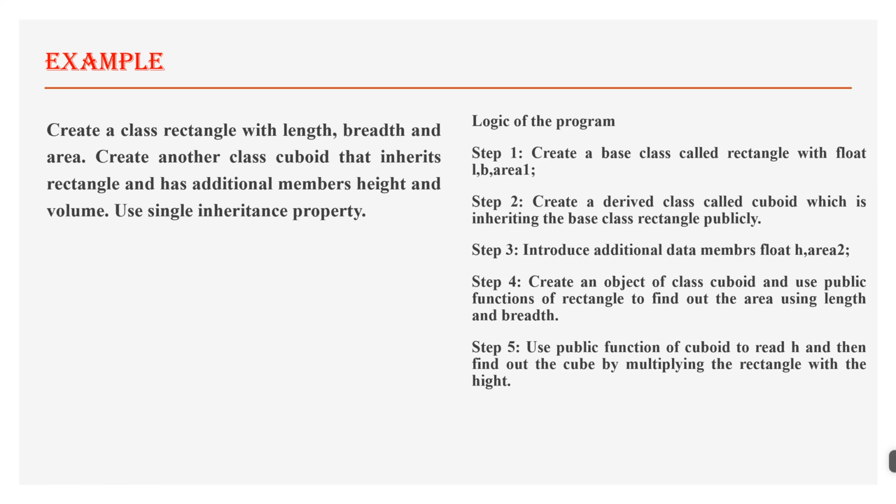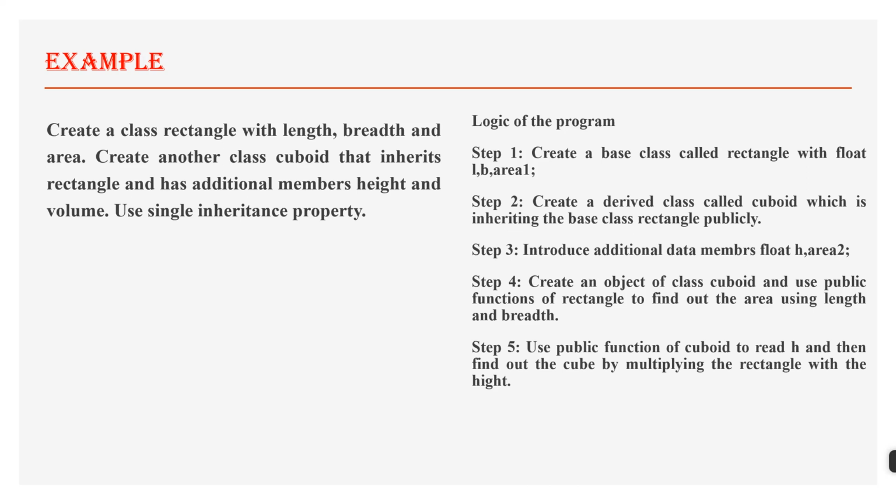I repeat, you create a class which is called a base class called rectangle with the elements L, B and area 1. Then create one more class which is called a derived class, which is inheriting the base class, that is rectangle, publicly. So it is a public inheritance. And define the data members inside the derived class called H and area 2.